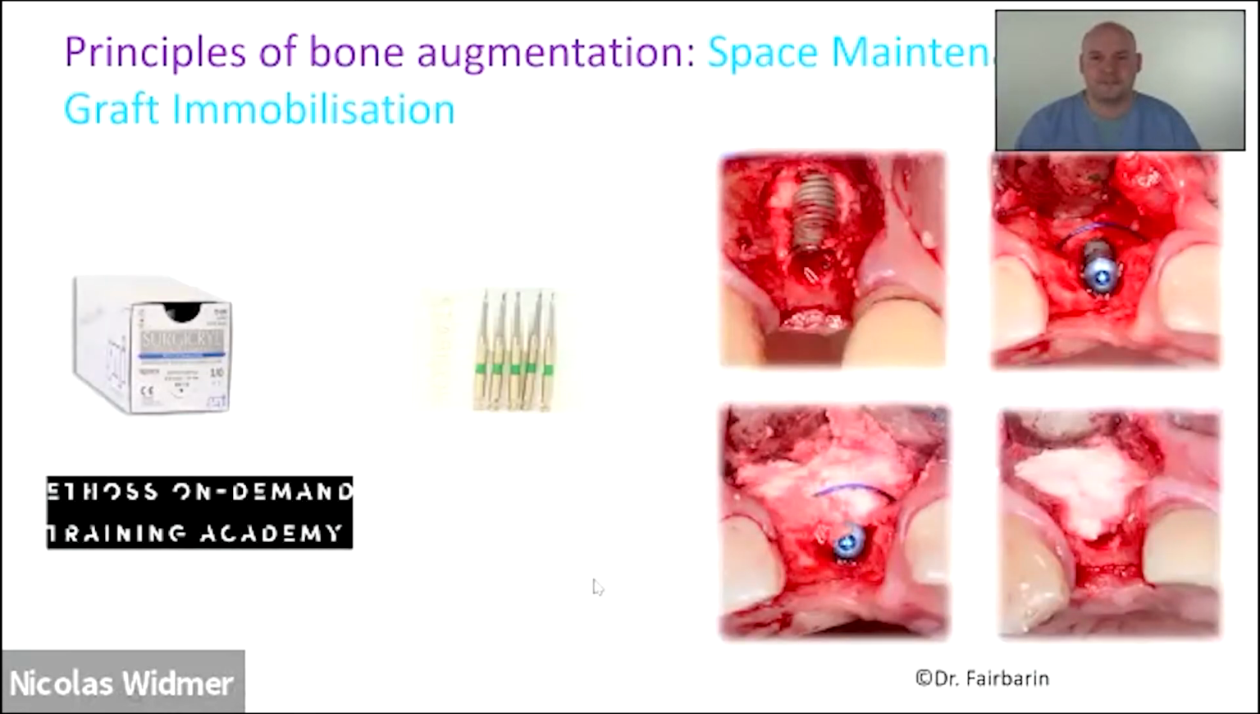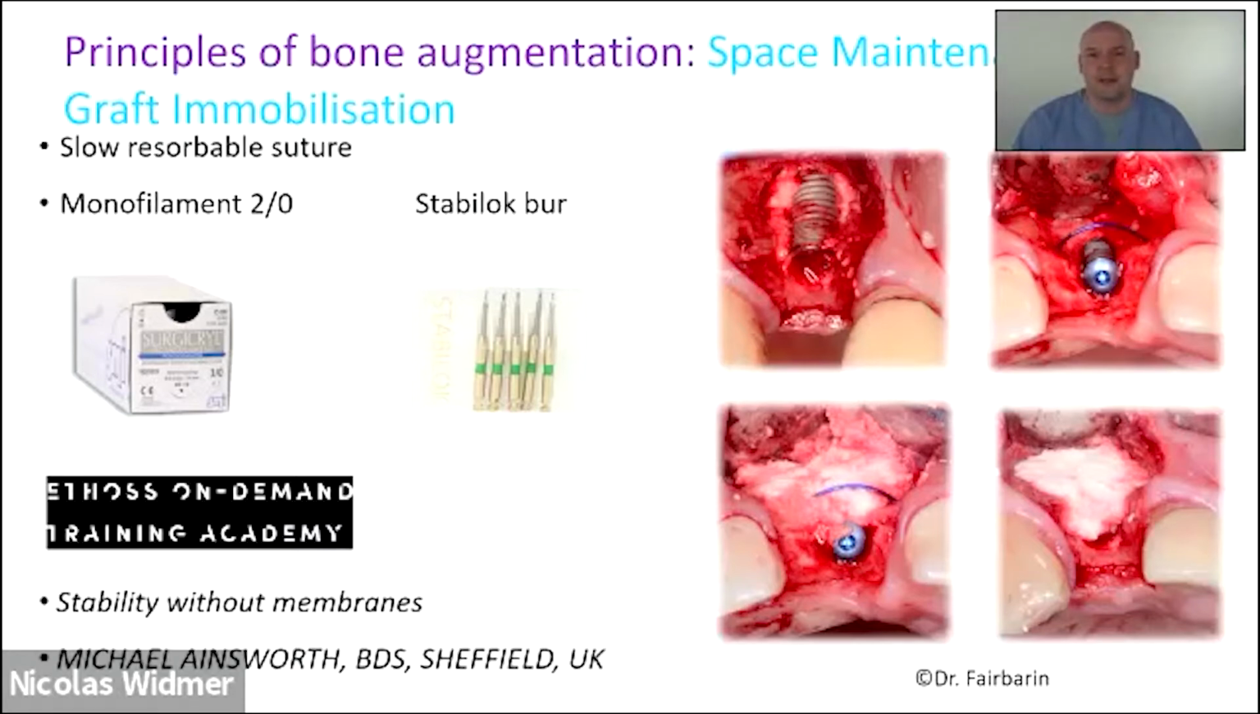Then there's a very interesting technique. There is also an EthOss On Demand training academy. You can watch a lecture. It's graft stabilization and space maintenance with slow resorbable suture. Here, a case from Dr. Fairbairn, and I have to admit, I also use it more and more. It's very cheap to use this material and very easy. It works well.